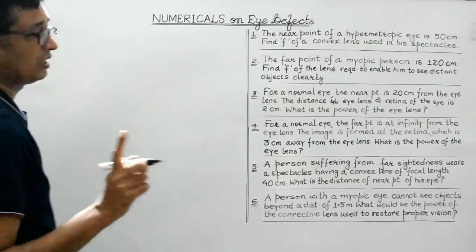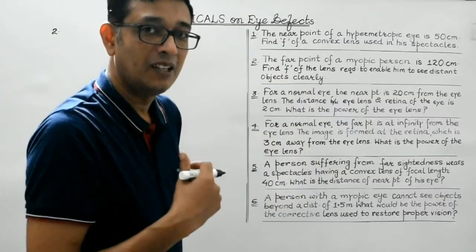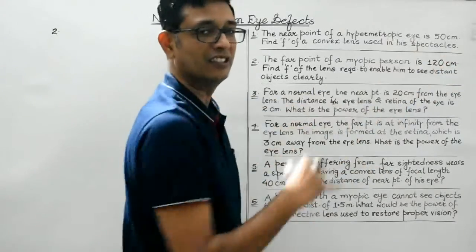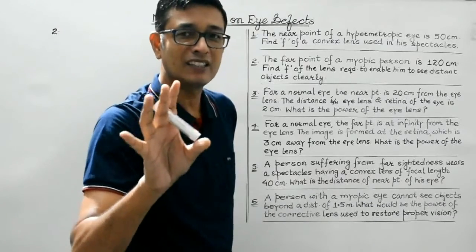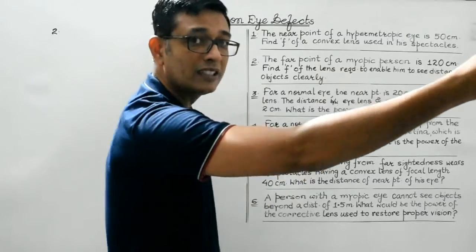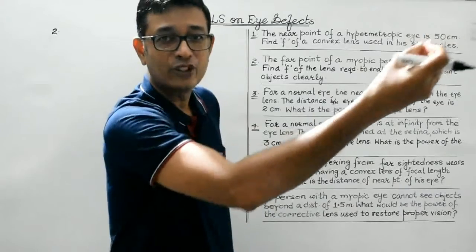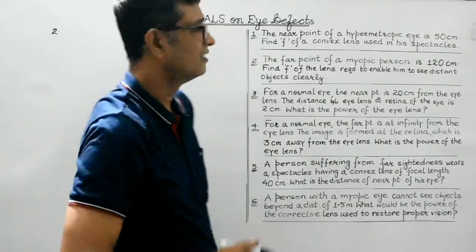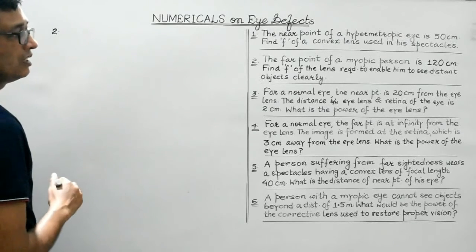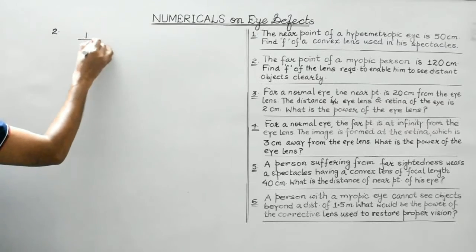Far point. Now in the case of a myopic person, he is able to see the nearby objects clearly, but is unable to see clearly the objects beyond a certain distance. So far point of a normal eye is infinity. But for a person suffering from myopia, the far point decreases from infinity. Clear? So here the far point of the myopic person is given to be 120 and we are supposed to find out F.